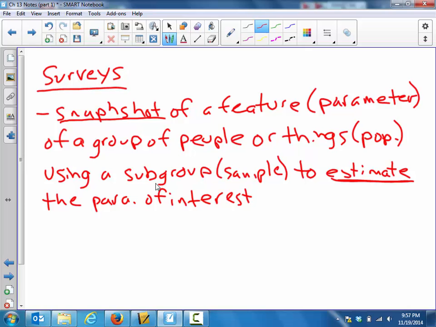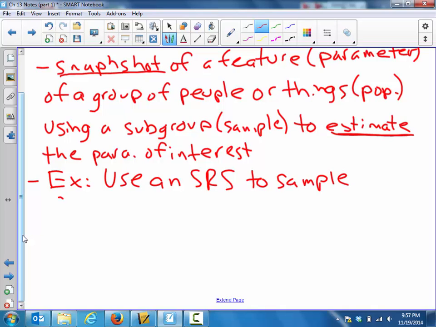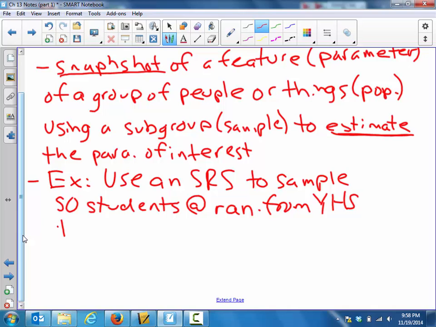Okay, so an example here for contrast purposes. I don't think that you will be confused by this one bit. An example would be to use an SRS, a simple random sample, that is a common abbreviation which you may use both in this class and on the AP exam, to sample 50 students at random from the YHS student body to estimate average height. We're going to focus on the heights of the students here at Yorktown as we look at observational studies and experiments and contrast those with surveys.